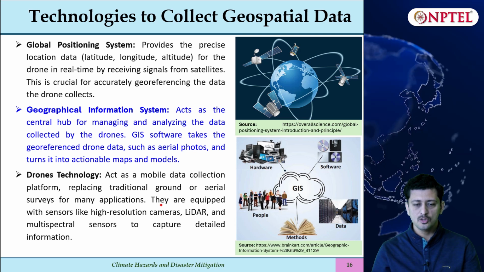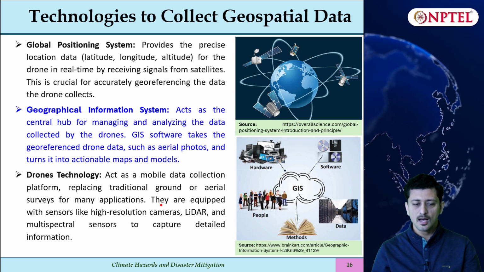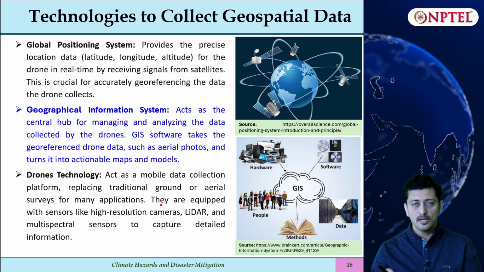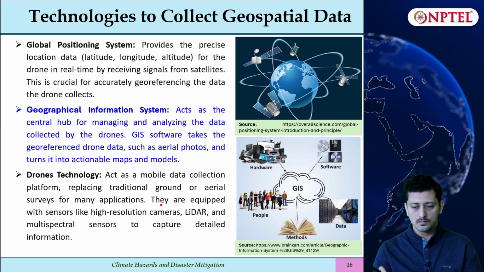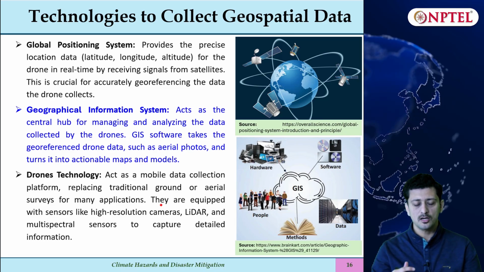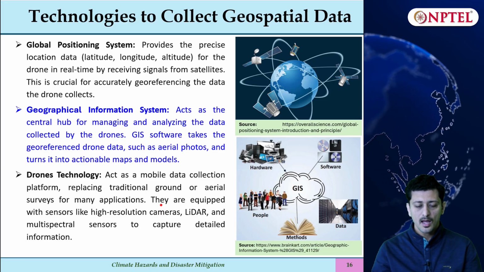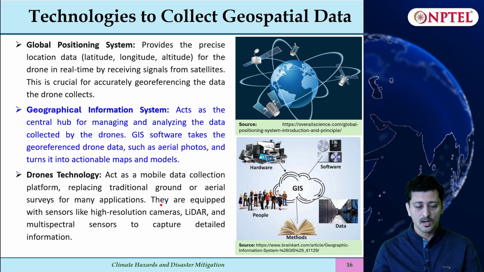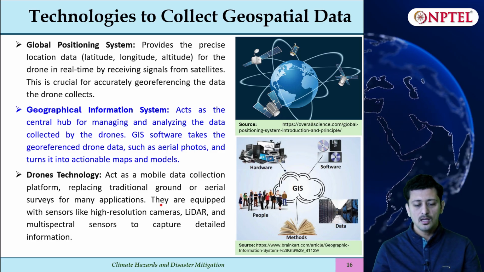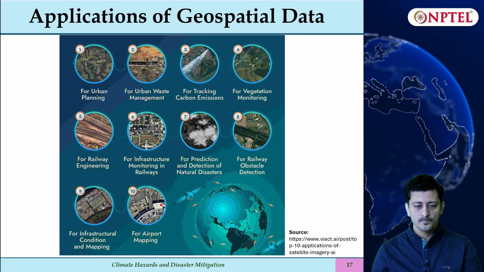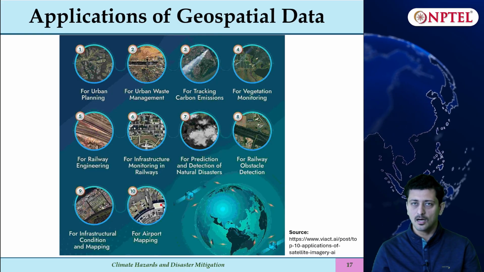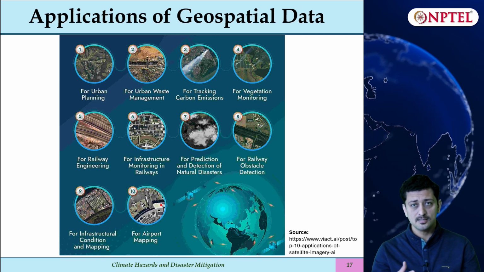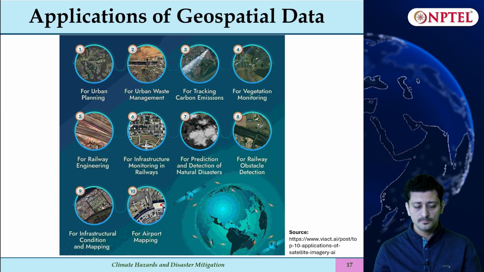Further, what are the technologies to collect geospatial data? The technologies are GPS, which will provide location information, then GIS, which will provide information on the lat long so you can map it very clearly, and drones, which are used as a very mobile data collection platform and can be used to access inaccessible areas. If they are fitted with high resolution cameras or LiDAR, that is laser based technology, then they can give you more information as well. What are the applications? You can use it for urban planning, urban waste management, vegetation monitoring. You can monitor infrastructure progress and natural disasters, which is our main focus.